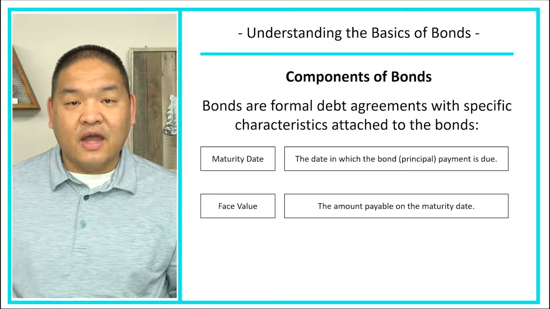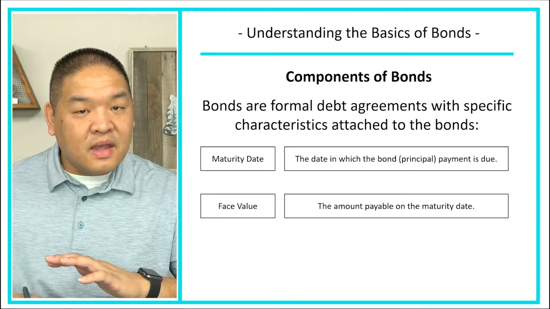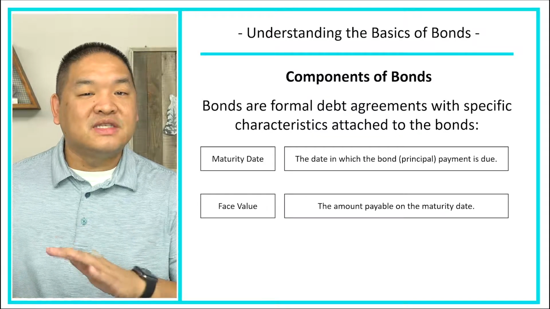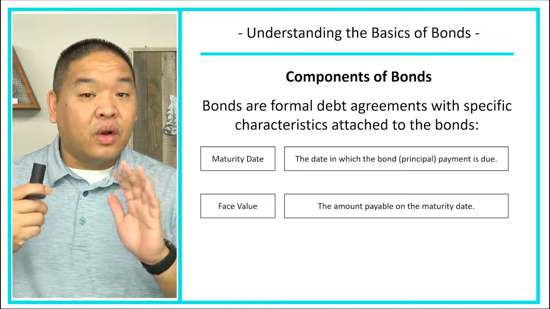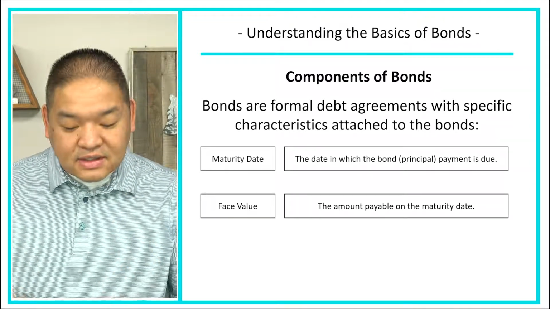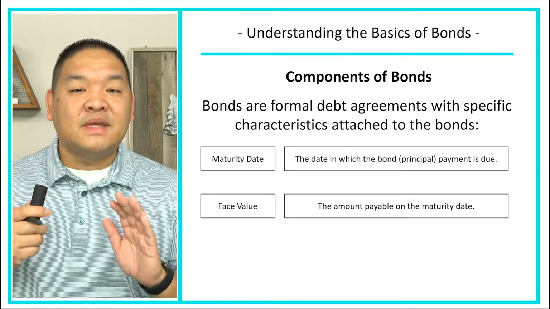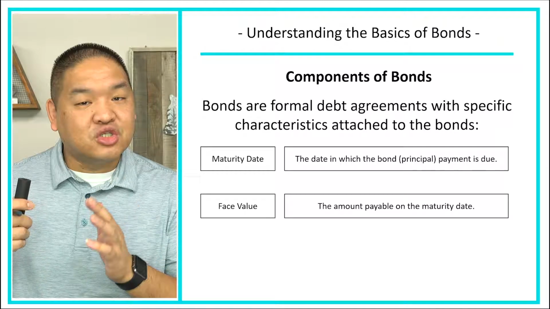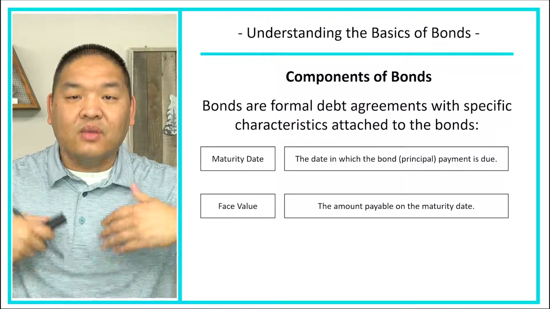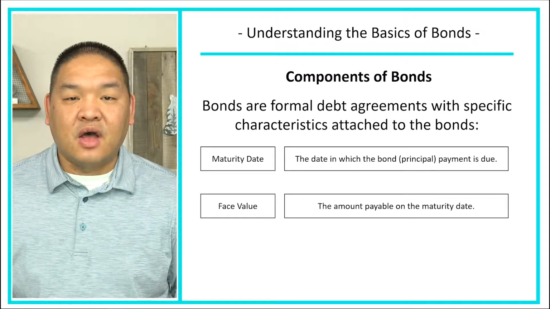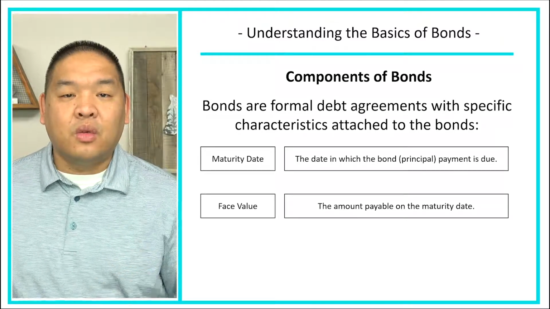Then we have the face value. The face value is what the bond is worth, and that is an important distinction when we get into other lessons. So whatever the bond is worth, or what will be paid back, is the face value. If the face value of the bond is $1,000, that means at the maturity date, the company will pay you back $1,000, or we will pay our bondholders $1,000. So what is the bond's face value? What is it going to pay out when it matures?